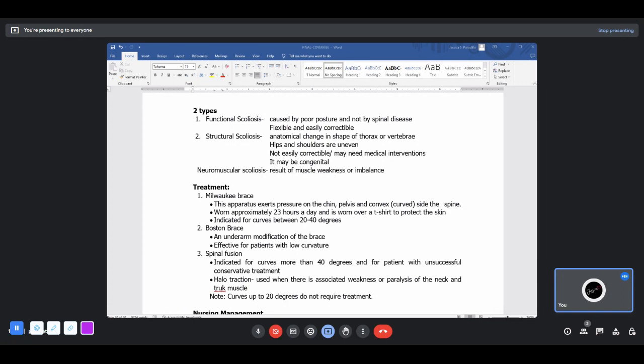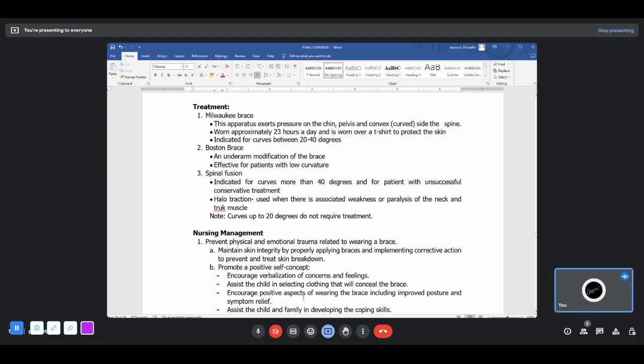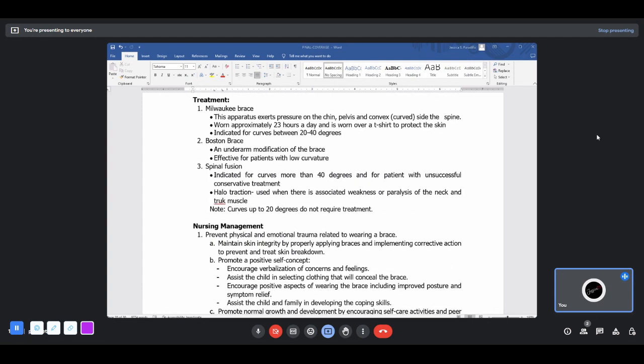Okay, itaas ko siya. For the Milwaukee brace naman, this apparatus exerts pressure on the chin, okay, pelvis and convex, which is nagko-curve, side of the spine. It is worn approximately 23 hours per day, and it is worn over a t-shirt to protect the skin. Indicated for curves between 20 to 40 degrees.